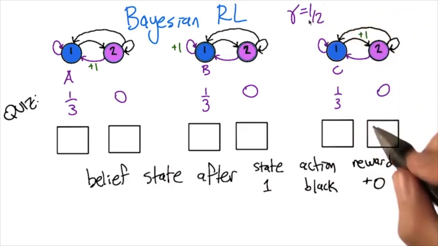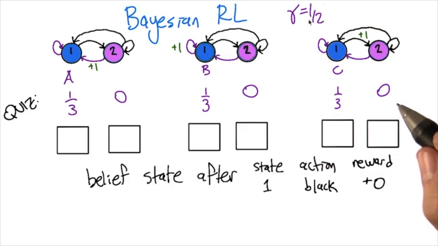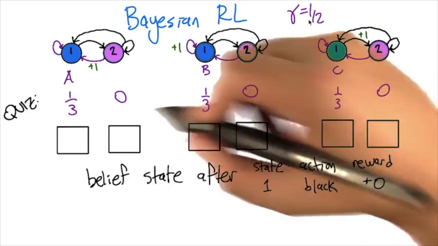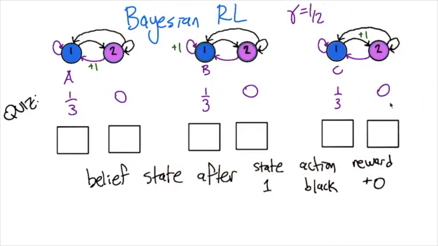I have the discount factor as a half, but I don't think you need that for this question. And this is the current belief state, so you know that. So I feel like there's enough information. Okay, well, we'll find out. And if not, we'll fix it in post. All right, you ready? Ready.